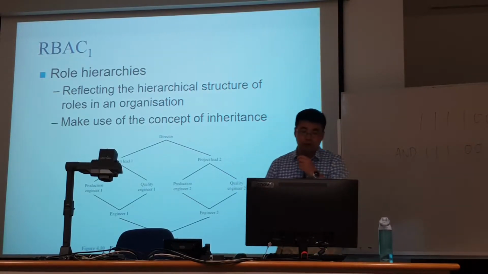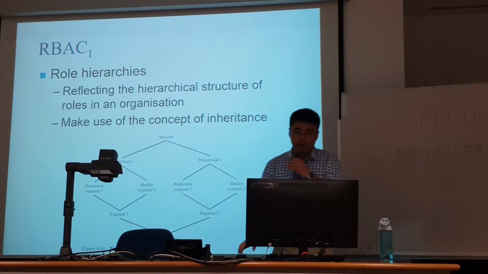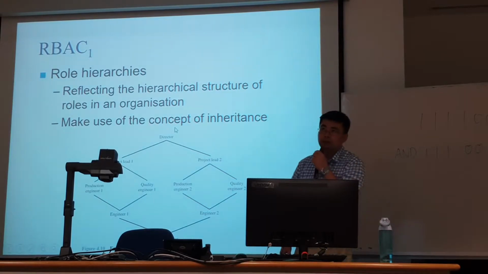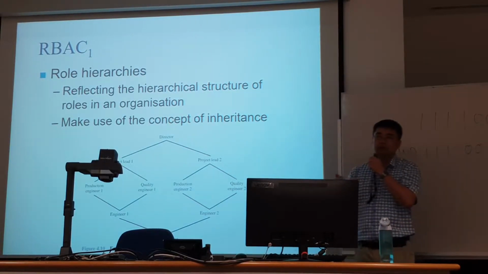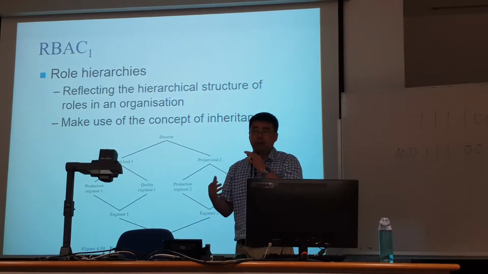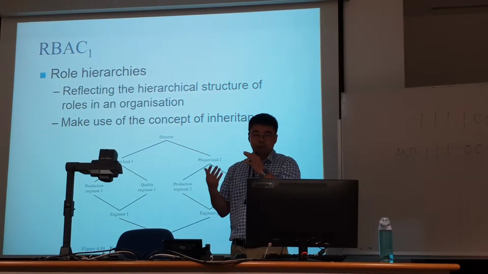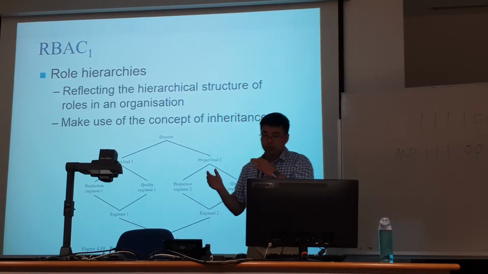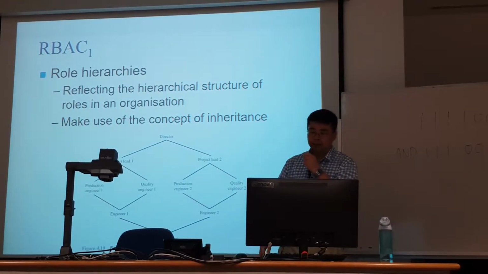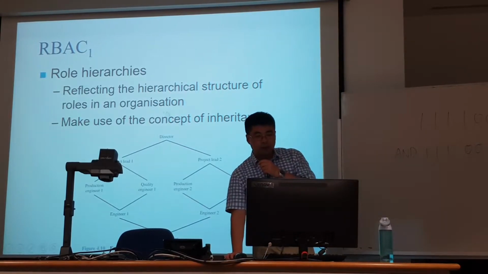Okay, so the role hierarchy. This is the first extension. This is very, very straightforward. We can use the concept of inheritance. For example, this is the structure of a department or a company or an organization. In this case, we can assign roles. Basically, we can use role-based access control corresponding to this hierarchy or the structure of the company, right? In this case, for example, the director will inherit all the permissions of the project leader.